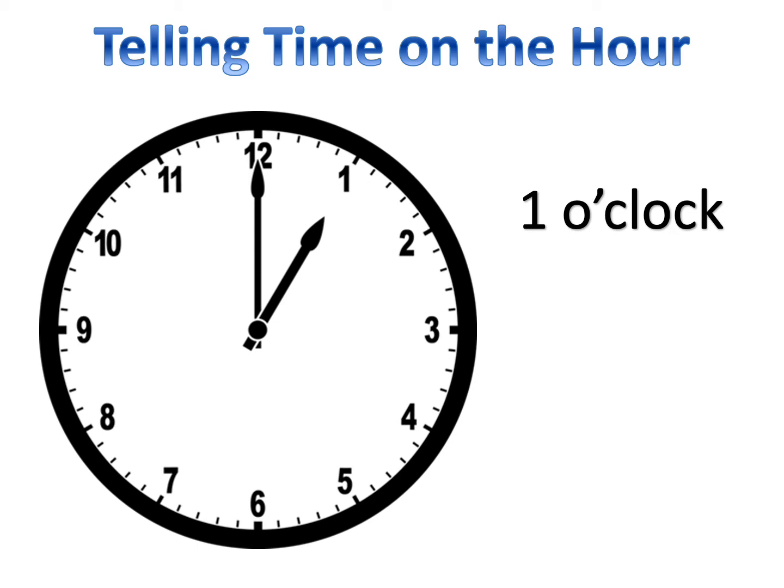Now you can write it out and spell it like that if you want, but most of the time we see 1 o'clock written like this. 1:00. That's how you see it on digital clocks and on your phone and your iPad and your computer. But it's important, boys and girls, to know how to read the other kind of clock too. All right, so that's 1 o'clock. Let's try another one.